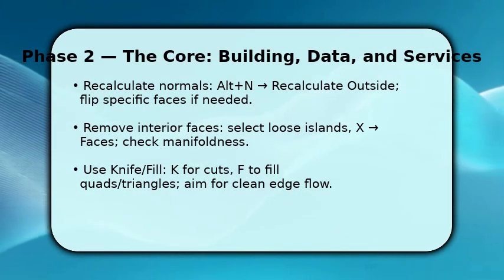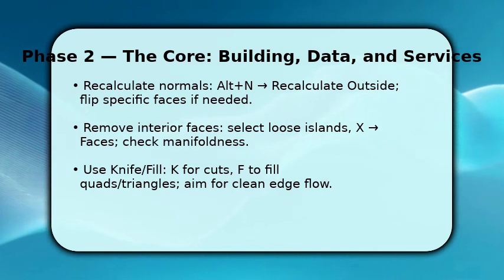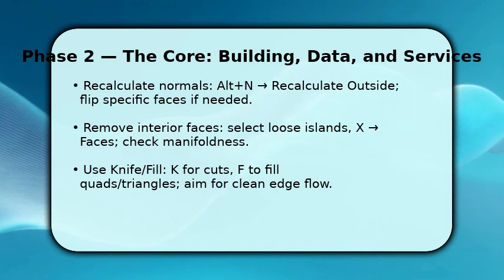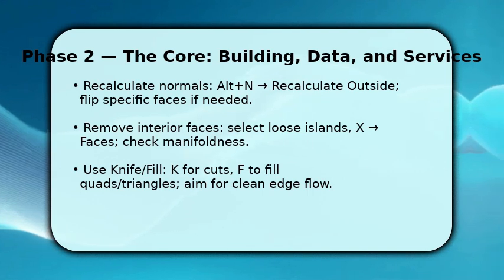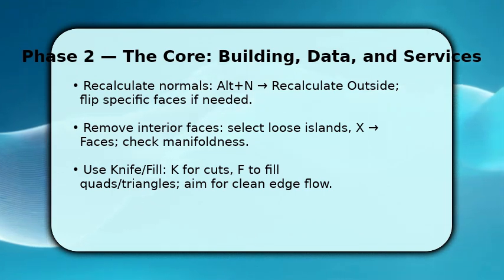Now focus on orientation and topology. Recalculate normals to outside and manually flip stubborn faces. Incorrect normals cause shading and Boolean failures. Then isolate and remove interior faces or loose islands that create non-manifold edges. Select by area or use select non-manifold and delete problematic faces.